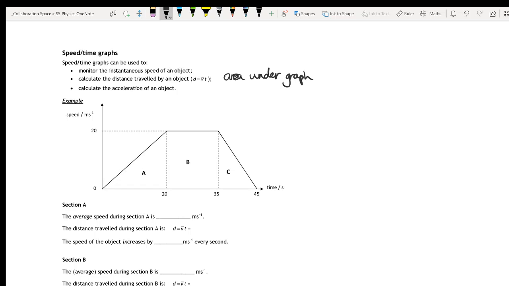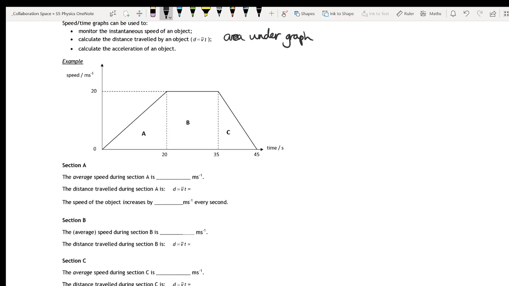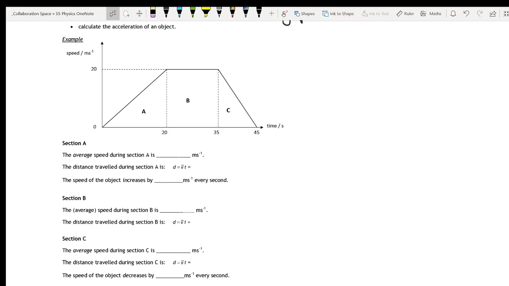You can find the acceleration from a speed time graph because you can find the initial speed and the final speed from a speed time graph. So if you look here, we've got an acceleration here. What is it? It's final speed minus initial speed, so 20 minus 0 divided by the time taken. So let's go through this example.